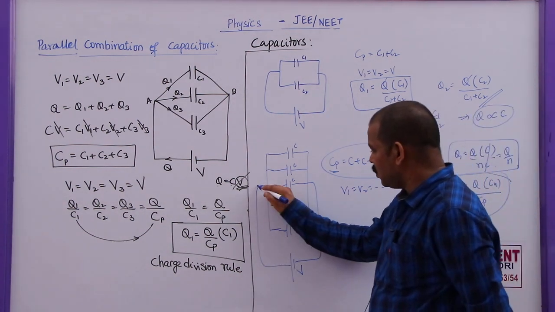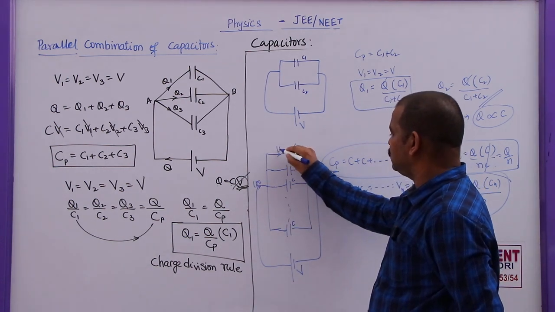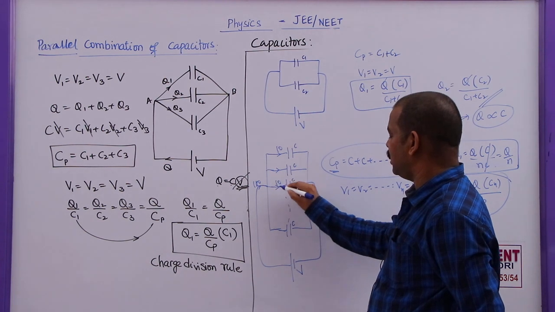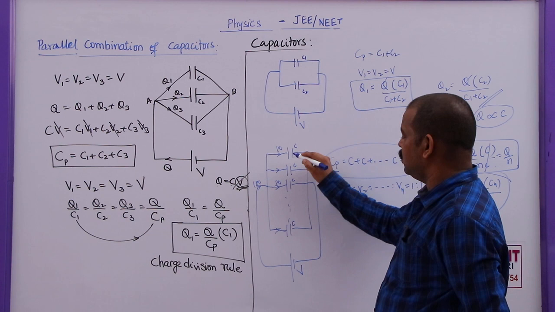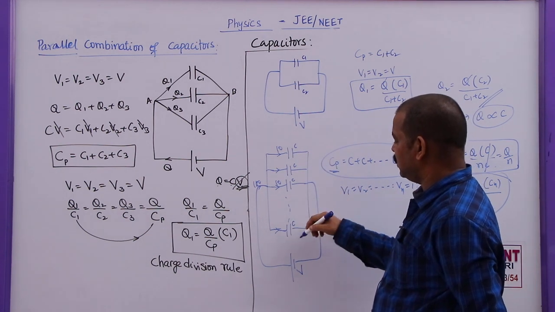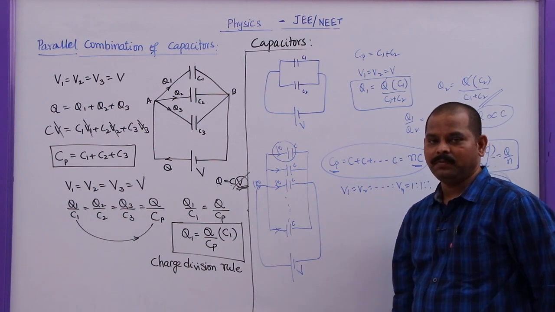That means, if you give 100 coulombs of charge, if there are 10 capacitors, then the charge through each branch will be 10 coulombs each. Out of 100 coulombs, if there are 10 capacitors, each capacitor will have a charge of 10 coulombs.